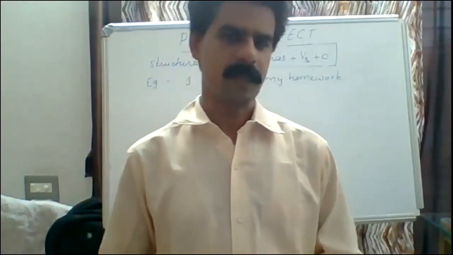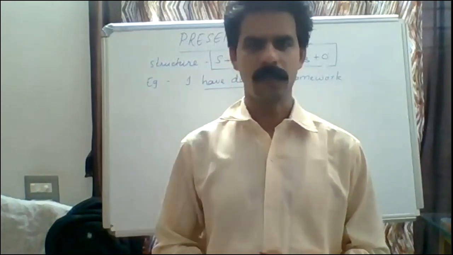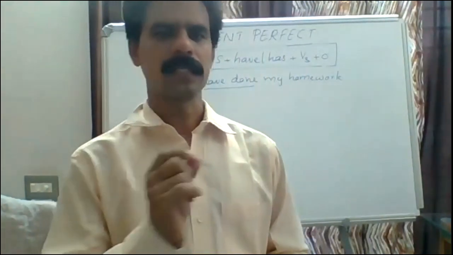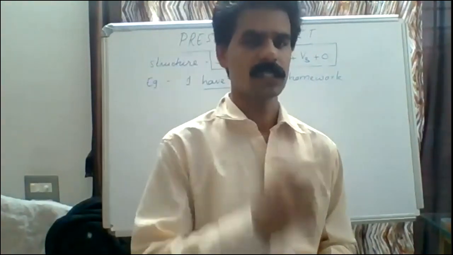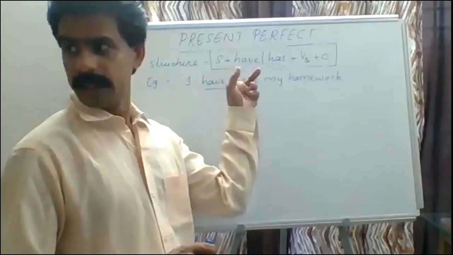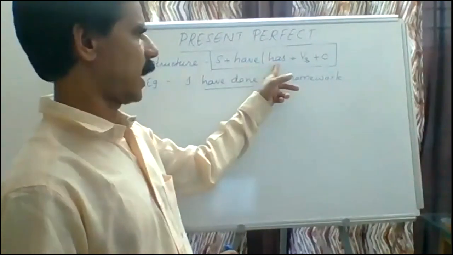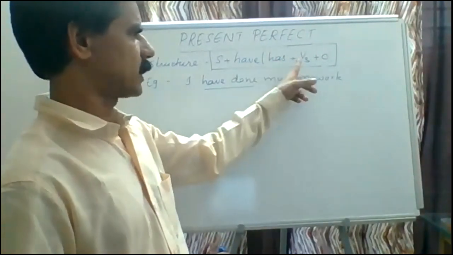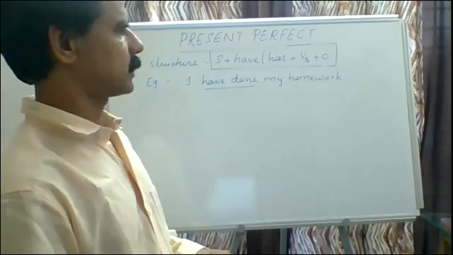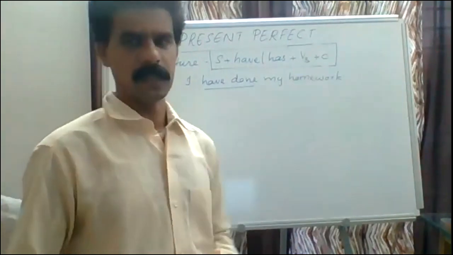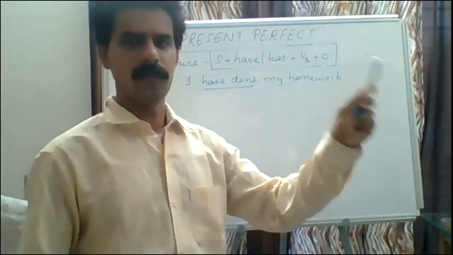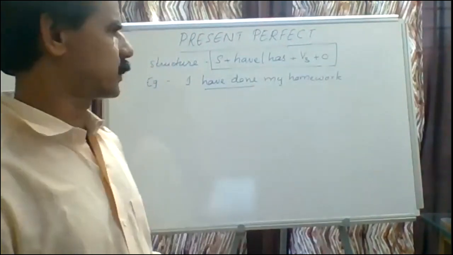When we speak about the present perfect, it has a structure like all other tenses. Let us see what is the structure of present perfect. Subject will be there, after the subject have or has, plus the third form of the verb. After the third form, the compulsory part is the object. Subject and object are the first part and the last part of any sentence.